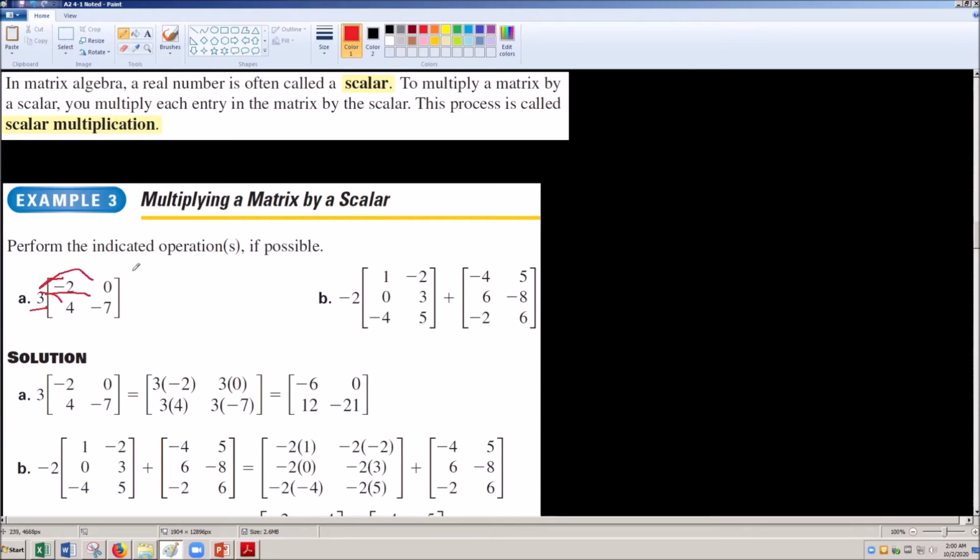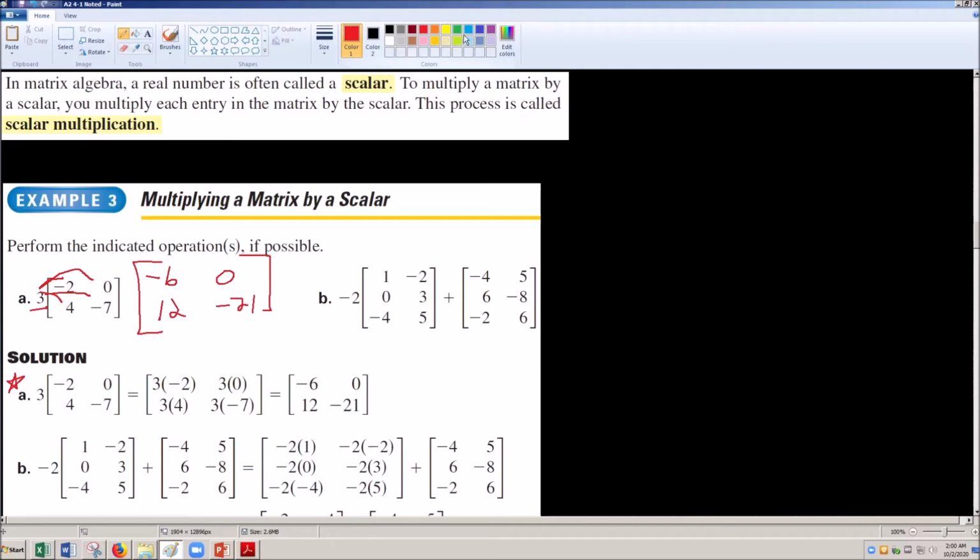3 times -2 gives me -6. That's going to go in my first row, first column. Now I'm going to do 3 times 0, just gives me 0. 3 times 4 gives me 12. And then 3 times -7 gives me -21. We can see the step-by-step for that just below here. I didn't write it out, I just read it off as I went, but this is explicitly written out here, and we see we get the same answer because we're awesome at math.